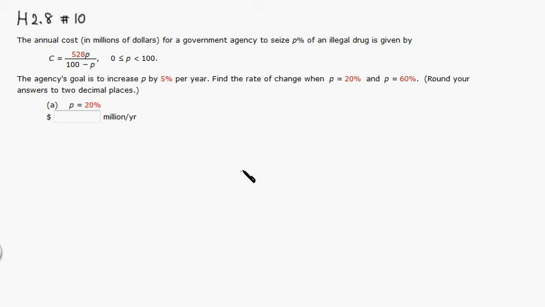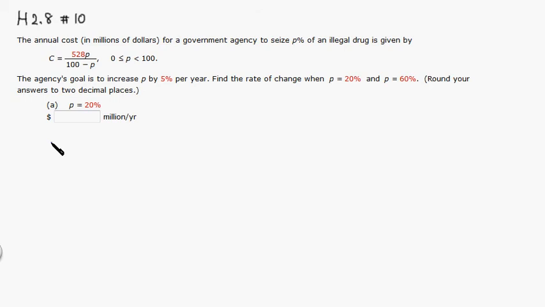Okay, let's go over homework 2.8, number 10. The annual cost in millions of dollars for a government agency to seize p% of an illegal drug is given here. We're trying to find the rate of change of C, the cost, with respect to t. So let's do that.